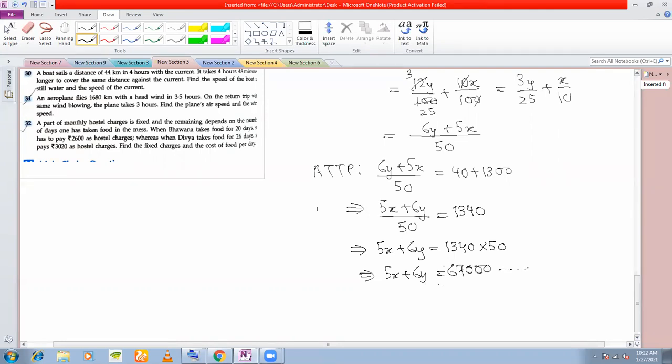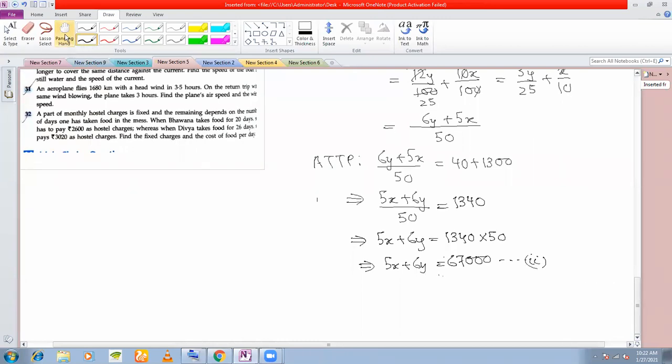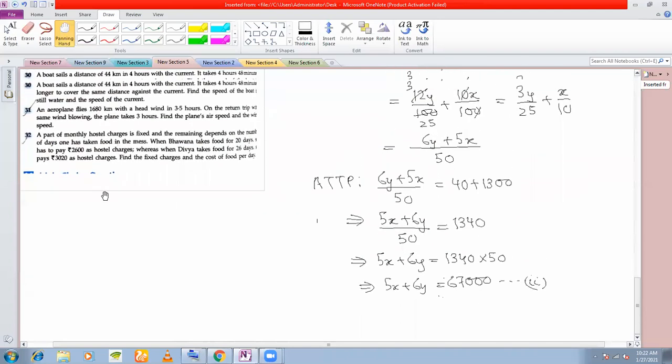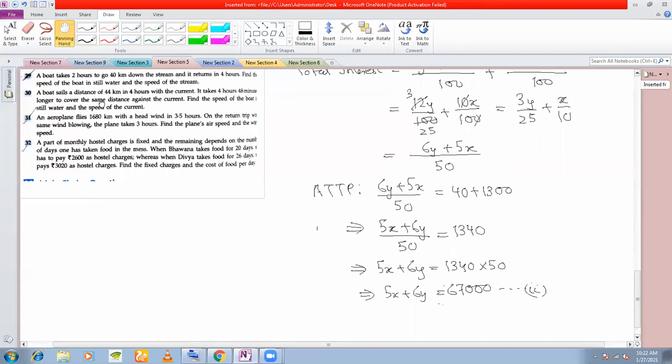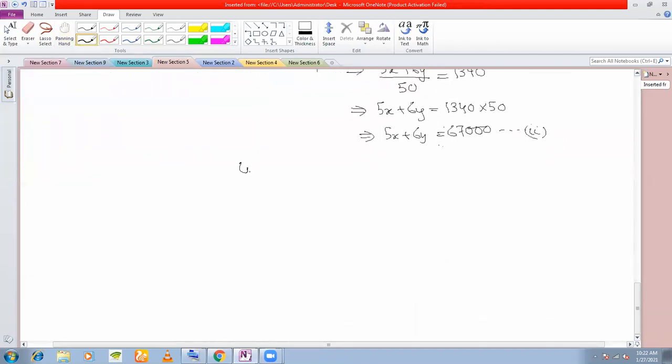We shall solve these two equations to get the amounts that are being invested. Okay, so let us write the equations first. 6x plus 5y is equal to 65,000. This is our equation number 1. And equation number 2 is 5x plus 6y is equal to 67,000. This is our equation number 2.